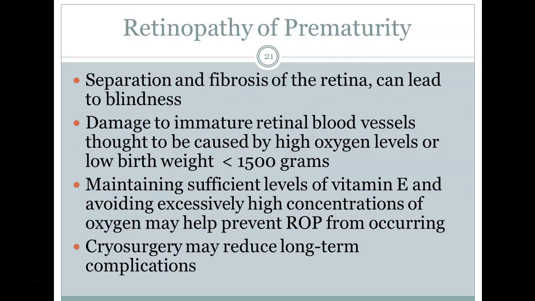When we talk about retinopathy of prematurity, we talk about the separation and fibrosis of the retina that can lead to blindness. This is damage to those immature retinal blood vessels, thought to be caused by high oxygen levels or low birth weight, or both. Remember, low birth weight is less than 1,500 grams. Maintaining sufficient levels of vitamin E and avoiding excessively high concentrations of oxygen can help prevent ROP. If it does occur, there is a treatment with cryosurgery that can reduce long-term complications and scarring.